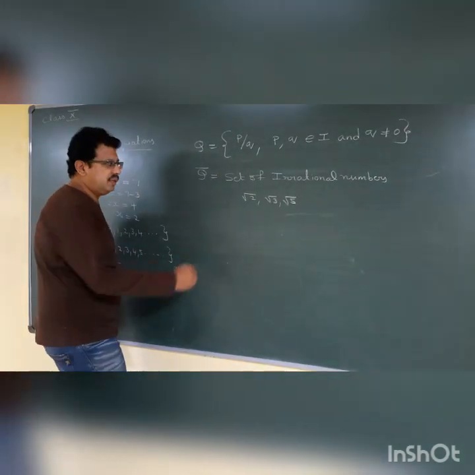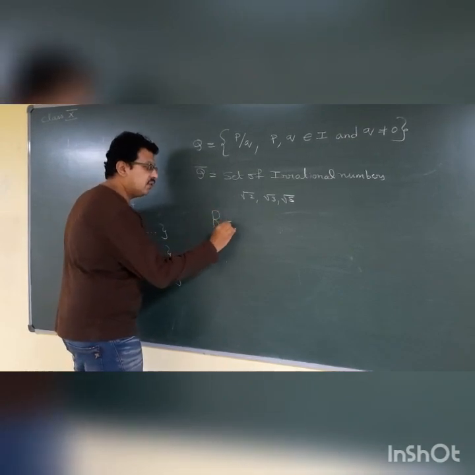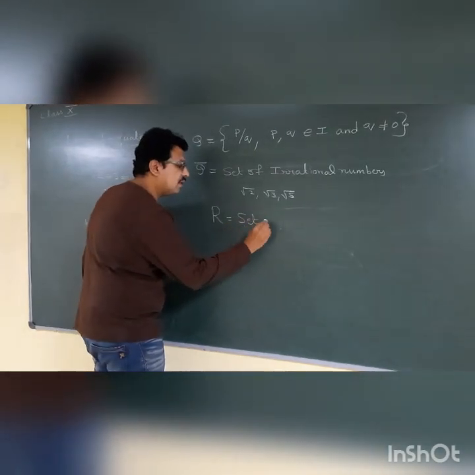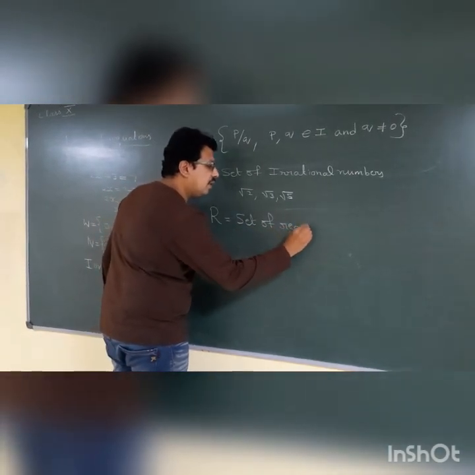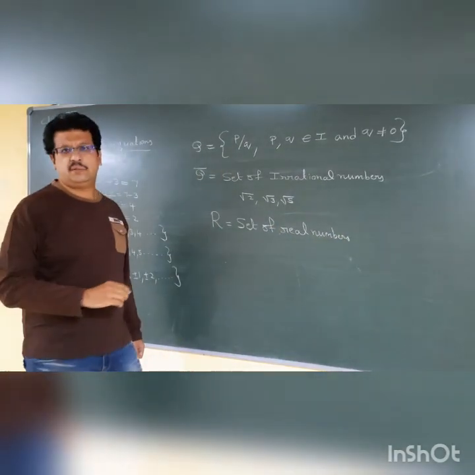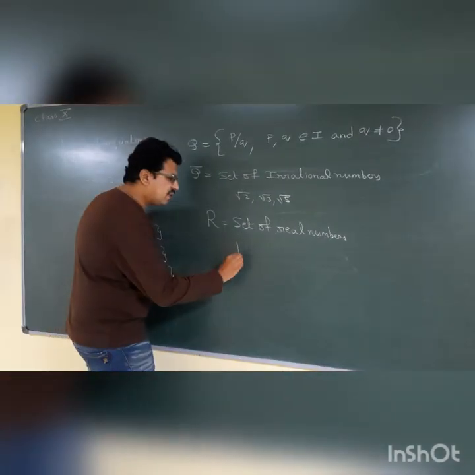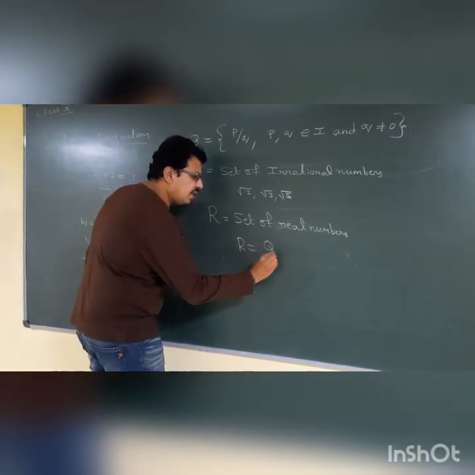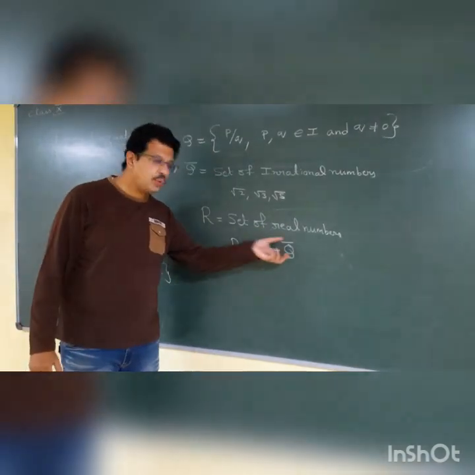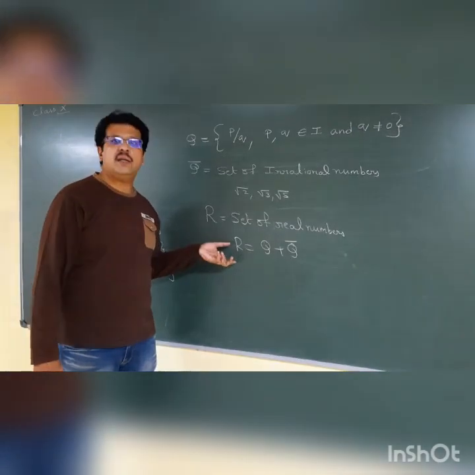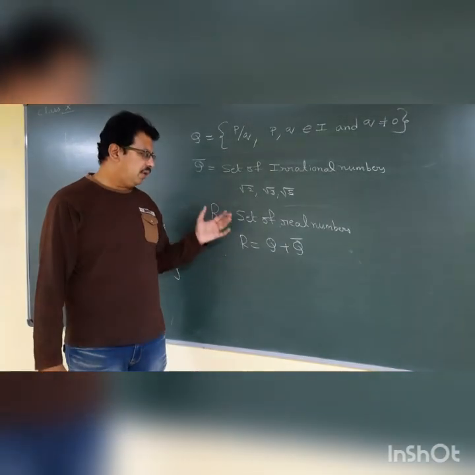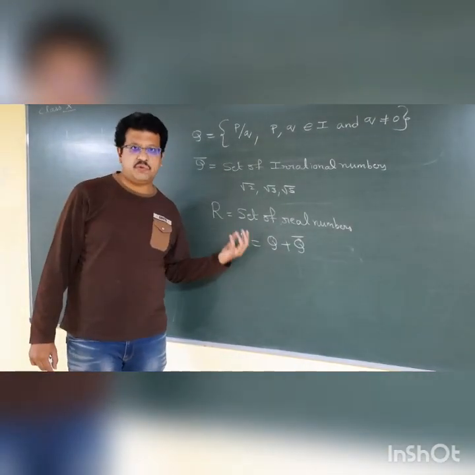And the last one is capital R. Children, you should know this, it is very, very important for you. Set of real numbers. What do you mean by real numbers? It is nothing but rational numbers plus irrational numbers. The set of rational numbers and irrational numbers together we call real numbers. You have to be very clear about this, children. It's very important for you, you are going to use it in the problems frequently.